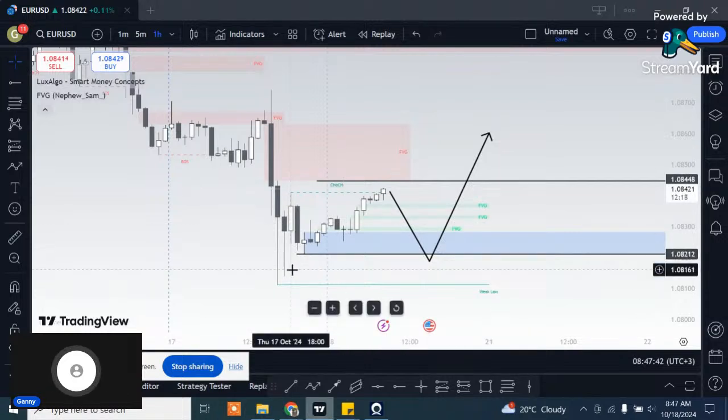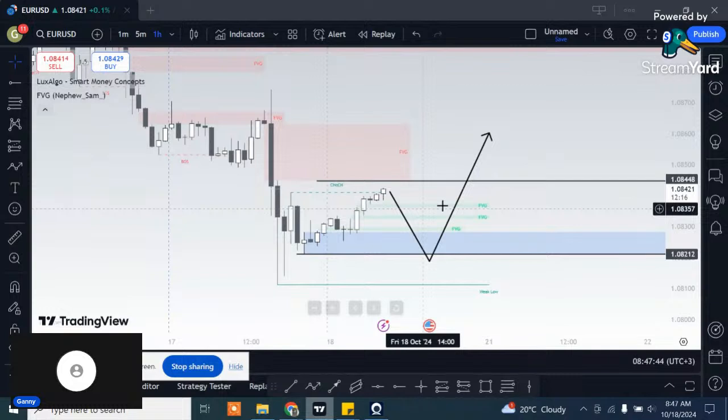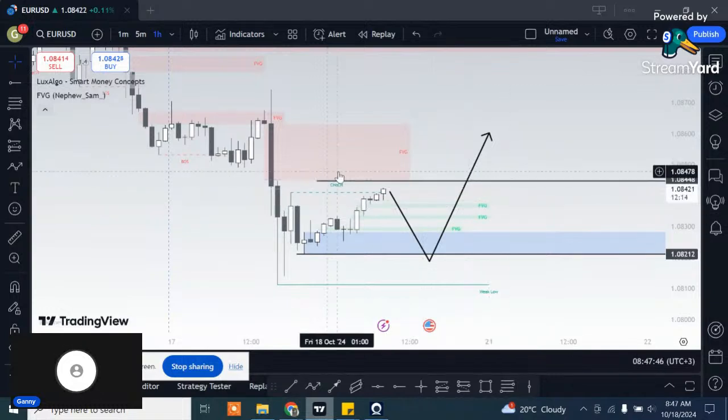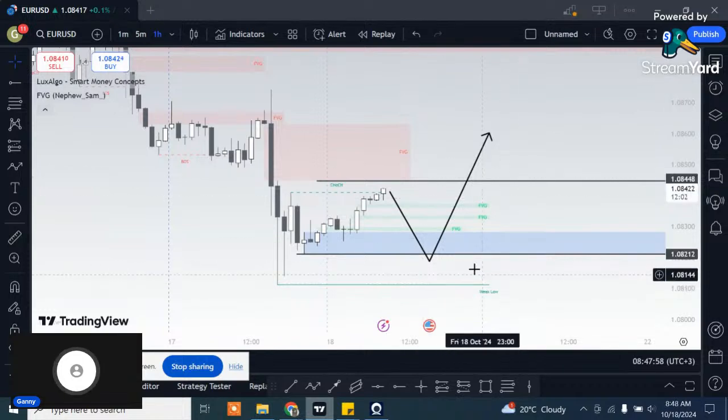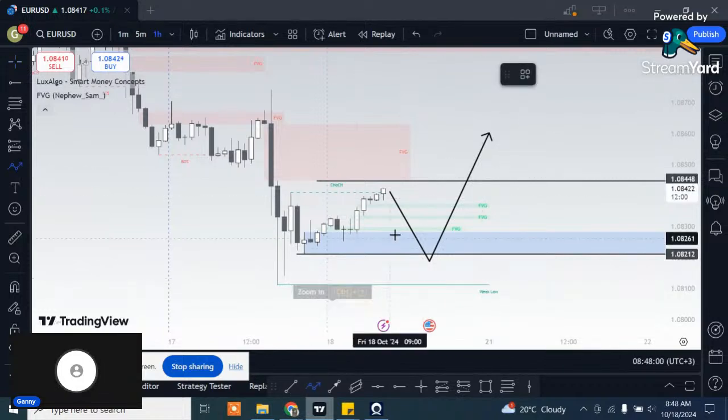And then if this doesn't happen this way, the other key level I'll be looking at is this right here. Reason being, I have a big fair value gap here. So what I expect is for price to tap into this fair value gap. And once it has tapped into it, then I would expect price to reverse to the downside. So this is what I mean.